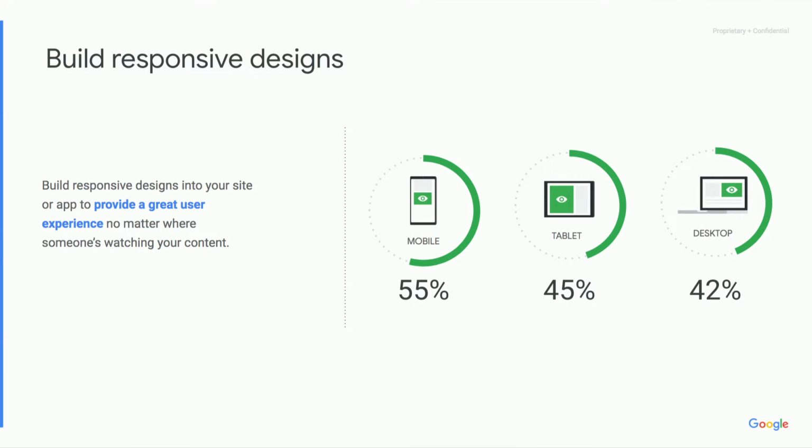Also recommend looking at building responsive designs. So not only is the type of content you place on your pages important, but it's also important how you display that content. So build responsive designs into your site or app to provide a great user experience, no matter where someone's watching your content or what device they're using. As people tend to spend more time on mobile, it's increasingly important to optimize for the mobile format. A report that we recently ran shows that ad viewability is significantly higher on mobile and tablet than on desktop.